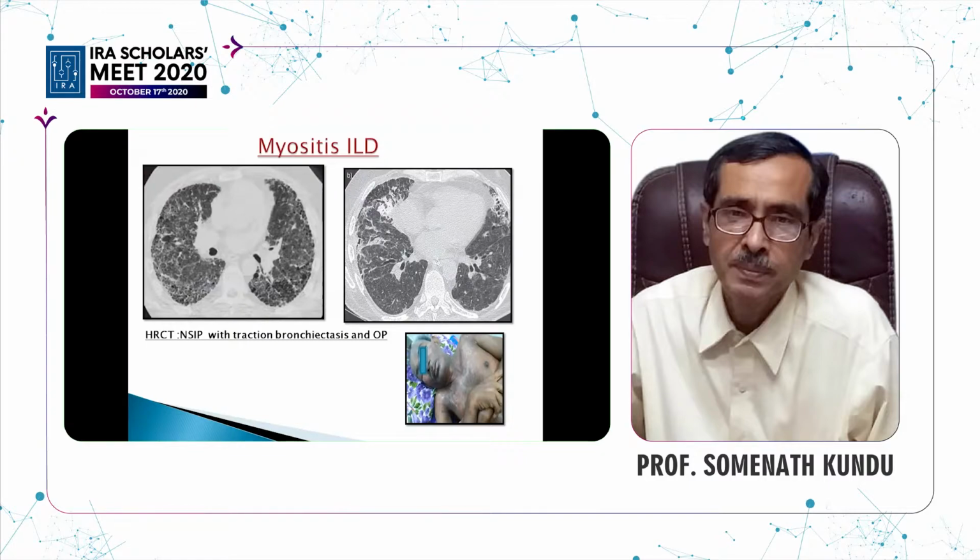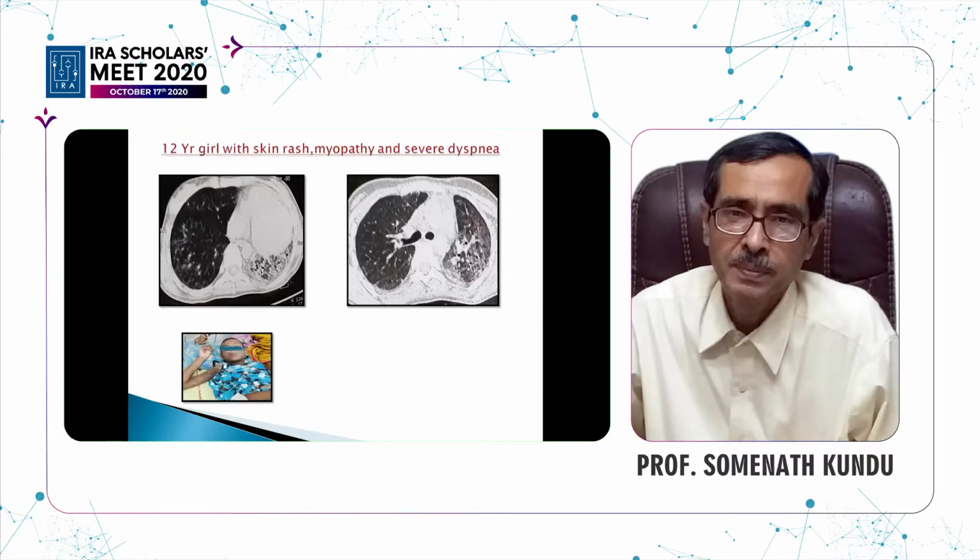A young girl with skin rash, myopathy, and a severe dyspnea with rapidly progressive respiratory failure. The skin rash and myopathy was for the last 4 or 6 months and developed severe respiratory failure within a very short period of time and is characteristic of anti-MDA antibody positive ILD.